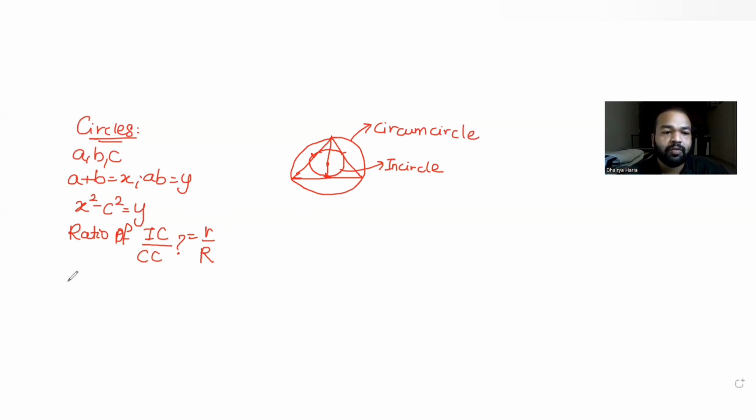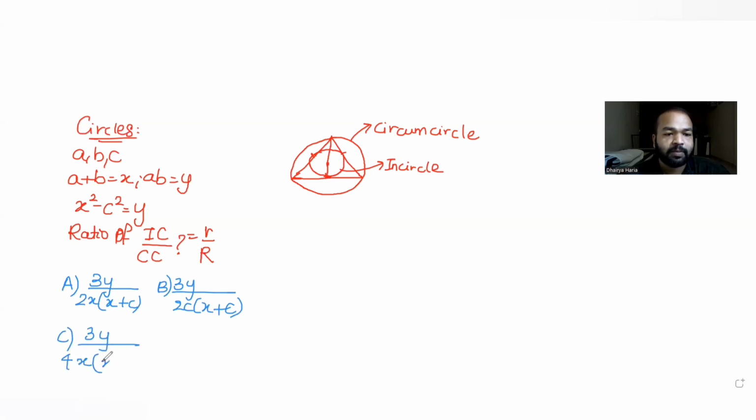Let's see them. The first option tells us 3y upon 2x(x plus c), the second, 3y upon 2c(x plus c). The third option is 3y upon 4x(x plus c), and the last option given to us is 3y upon 4c(x plus c). These are the four options given to us. Let's figure out the solution and then find out which one of the ratios is correct.